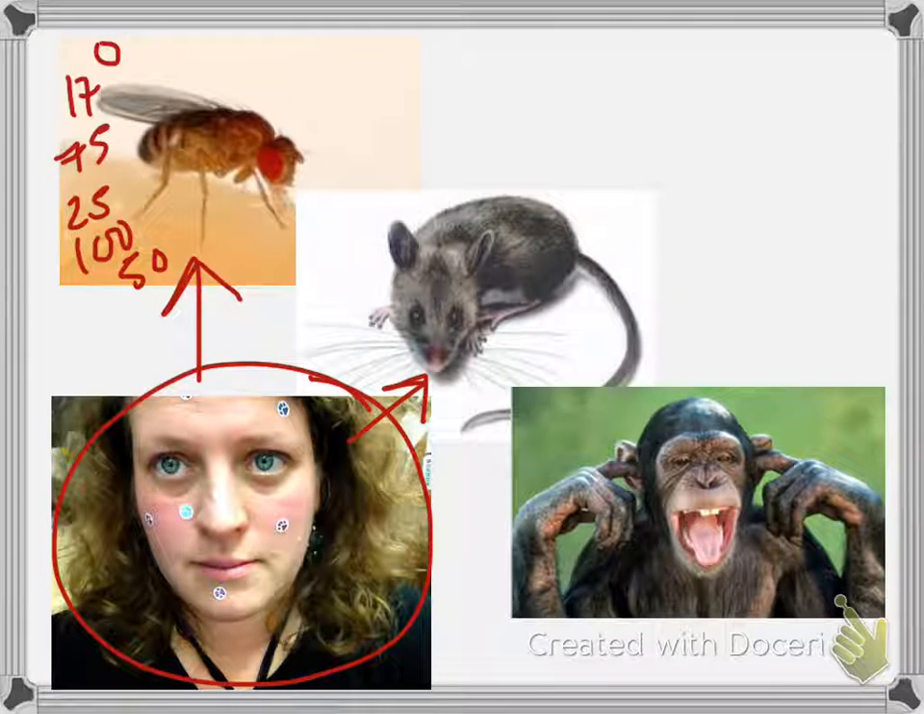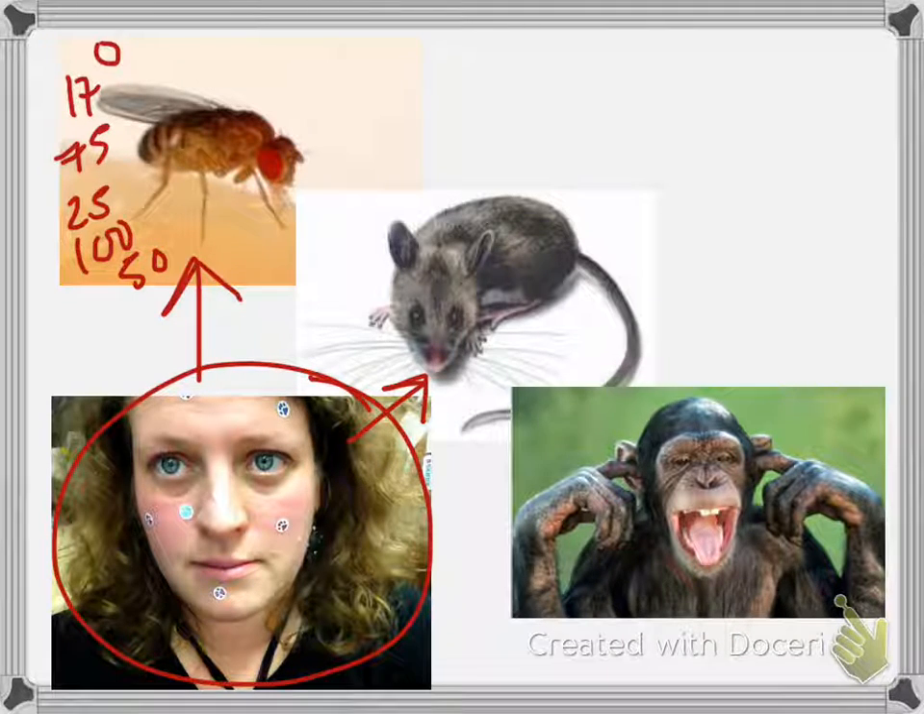Okay. So how much DNA do you think you have in common with a mouse? Do you think you're more or less similar to a mouse than you are to a fruit fly? More similar. Why do you think you're more similar? What do you have in common with a mouse? We're both mammals. We both give live birth. We both nurse our offspring. We both have fur. We both have claws. Yes.